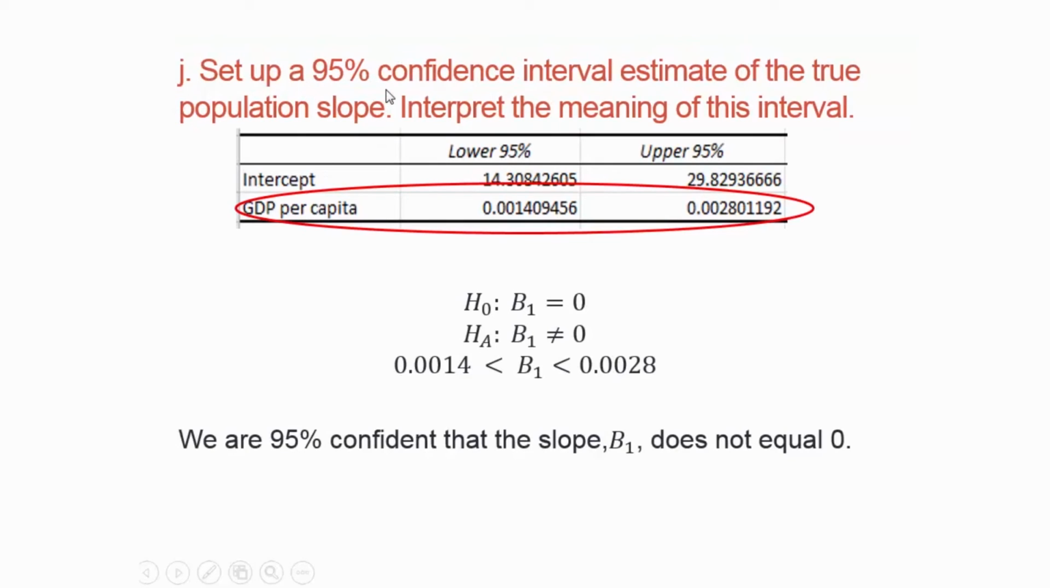And finally, we want to look at the 95% confidence interval estimate for the true slope. What do we think the slope really is if we had to predict it using a confidence interval? So we've got upper and lower 95% here. We've got GDP per capita, and this is the lower limit. This is the upper limit. Both are pretty close to zero, but notice both are positive. That's the key thing. As we write them out, here's our hypothesis: B1 equals zero. B1 does not equal zero is the alternative. And we have two values which are both positive for B1. Therefore, we're 95% confident that the real slope for the population does not equal zero.